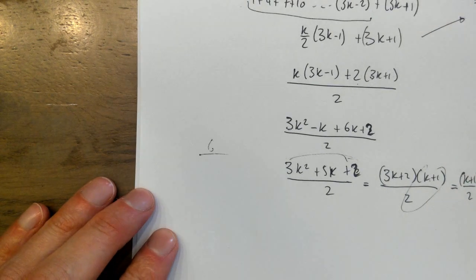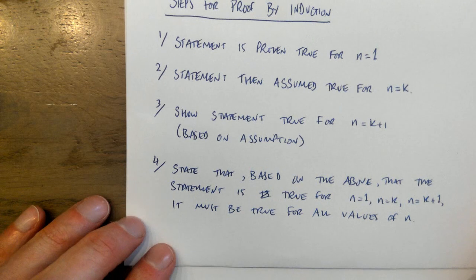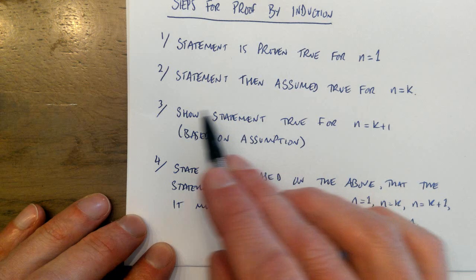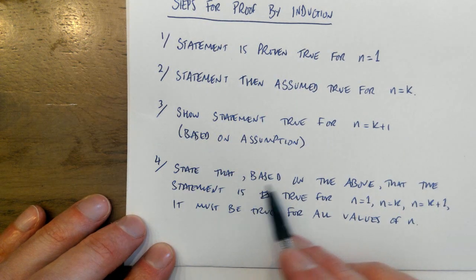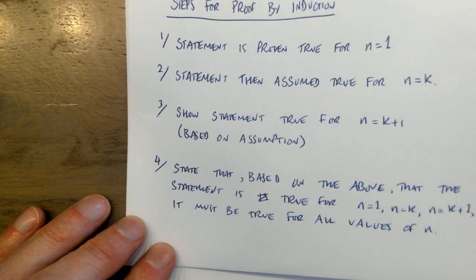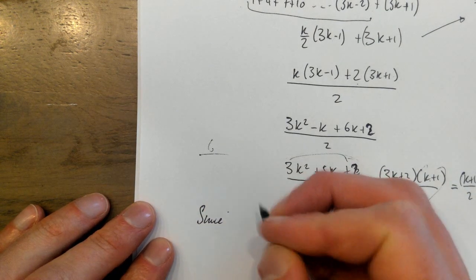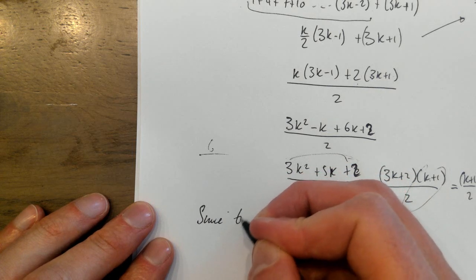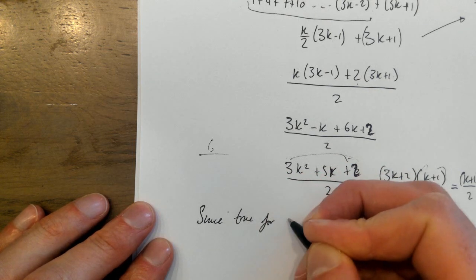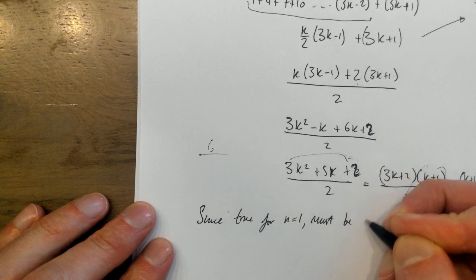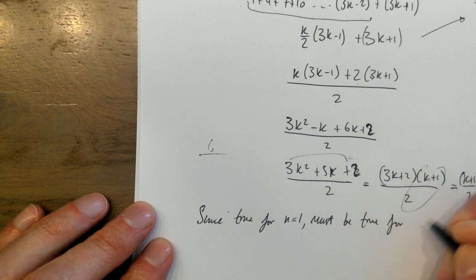So back to these steps. So we've done this bit, last bit is straightforward. This is the tricky part. You just make a statement, something like this. You'll see it in the book as well, right? So you'll say something like, since true for n equals 1, must be true for n equals 1 plus 1 equals 2, etc.